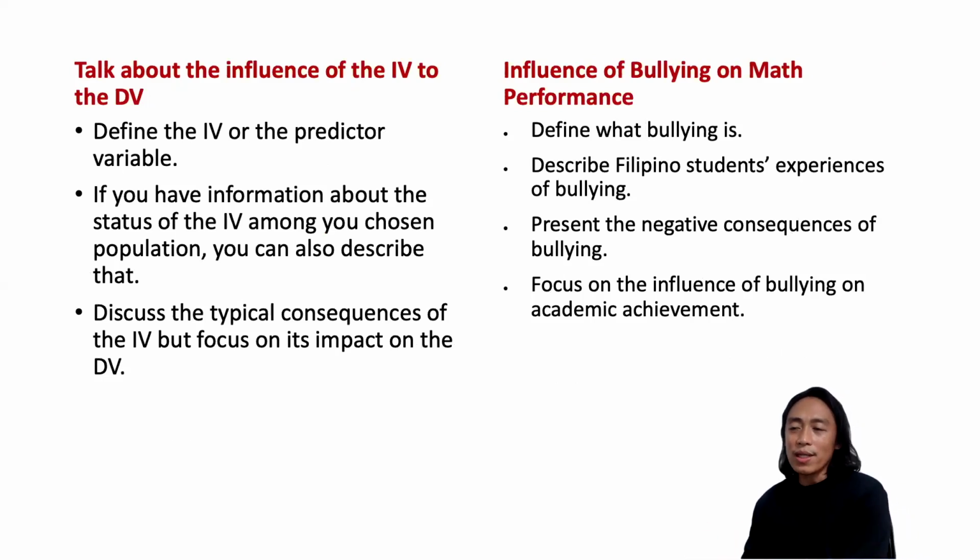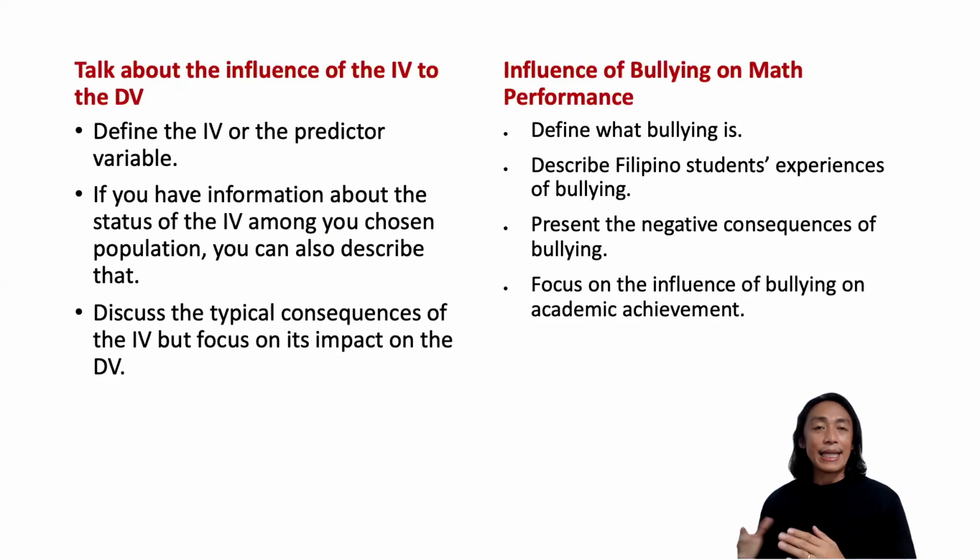So what do we do in this section? First, we define the independent variable or the predictor variable. In the example, I said there, define what bullying is. If you have information about the status of the IV among your chosen population, you can also describe that. So in the example, I said, describe Filipino students' experience of bullying. So you might need literature or statistics describing this.